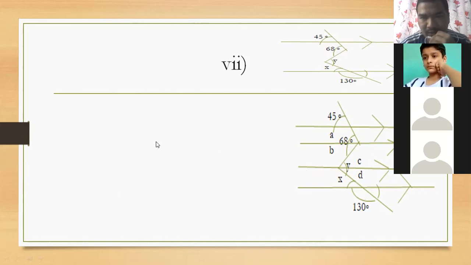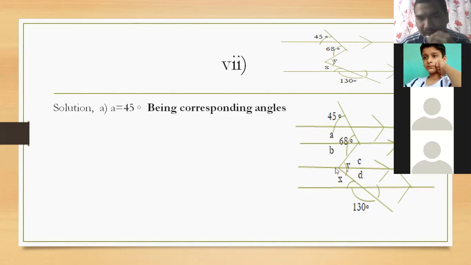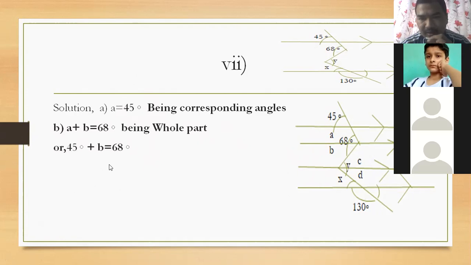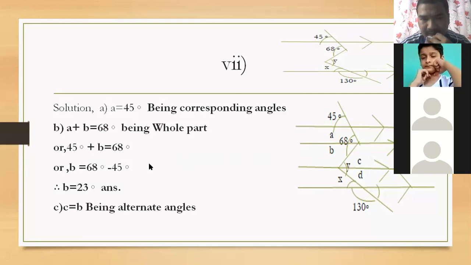Okay, children. For that we have to do this construction. After that construction, do this. A equals 45, then A plus B equals 68. Then A value is 45, then B equals 68 minus 45. Then B value comes 23 degree. Whatever is the value of B, that will be the value of C also, because B and C are alternate angles. Then if you know B, then C, write also the same 23 degree, right?